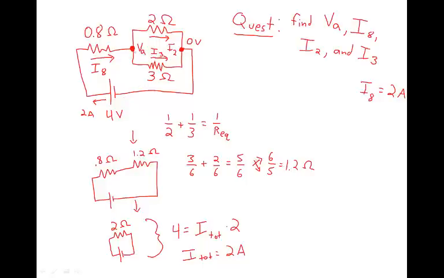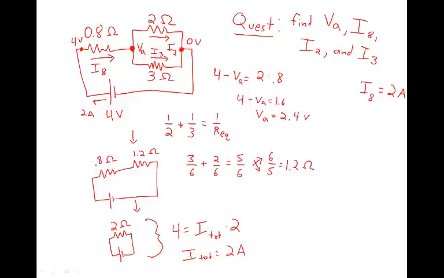I need a way to get VA. Look back at the 0.8 ohm resistor. For Ohm's law on this resistor, on one side I've got 4 volts, because it's attached to the positive plate, and on the other side I have VA. 4 minus VA, that's my potential difference, equals I times R. We just found I is 2 amps, times R, 0.8. So the potential drop across this resistor is 2 times 0.8, or 1.6. So 4 minus VA is 1.6. Add VA to both sides and subtract 1.6 from both sides, and we get VA is 2.4 volts.